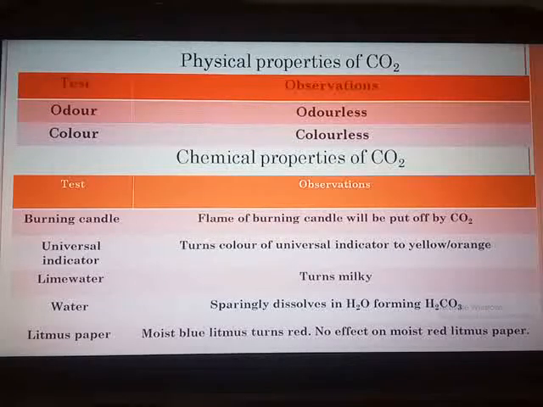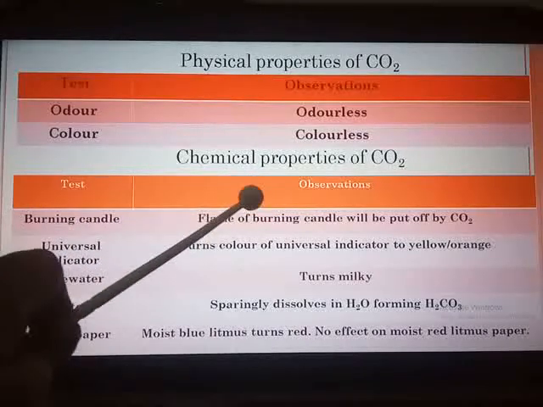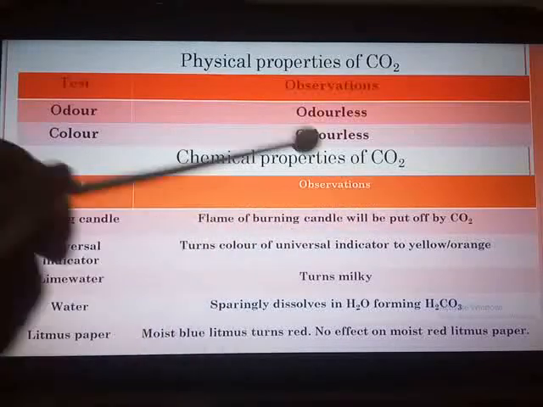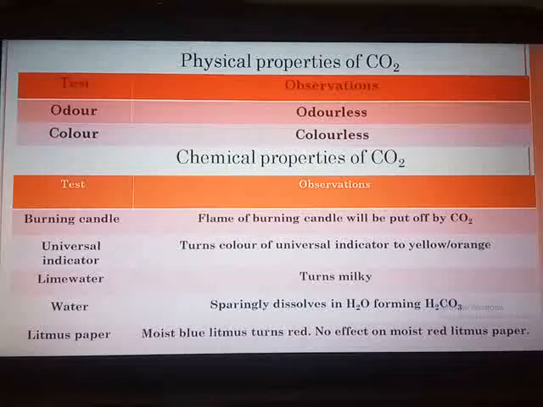And how the properties are verified, how they are tested. The first is to check the smell and see its color. So when it was tested, it was found that the gas has no color and no smell. About the chemical properties of carbon dioxide, when a burning candle was immersed in the gas jar which was containing carbon dioxide, the flame of the burning candle was put off, means carbon dioxide does not support combustion.